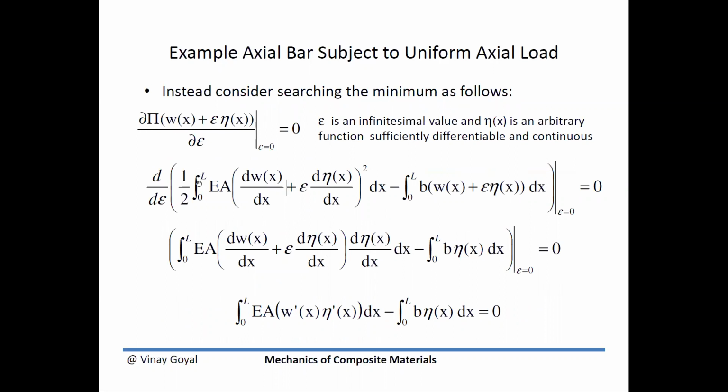Now I'm going to take the derivative of this whole thing with respect to epsilon, set epsilon equal to 0, and make the whole thing equal to 0. Hopefully we can then find the function w that minimizes pi. When I perform this derivative, notice I have a square, so I have to use the chain rule. The 1/2 goes away, and I have dw/dx plus epsilon eta prime, with what's inside staying there. The derivative of this with respect to epsilon makes this epsilon go away, so you get this coefficient here. Then there's the minus, and the derivative of this term with respect to epsilon leaves just eta of x. So now you have this.